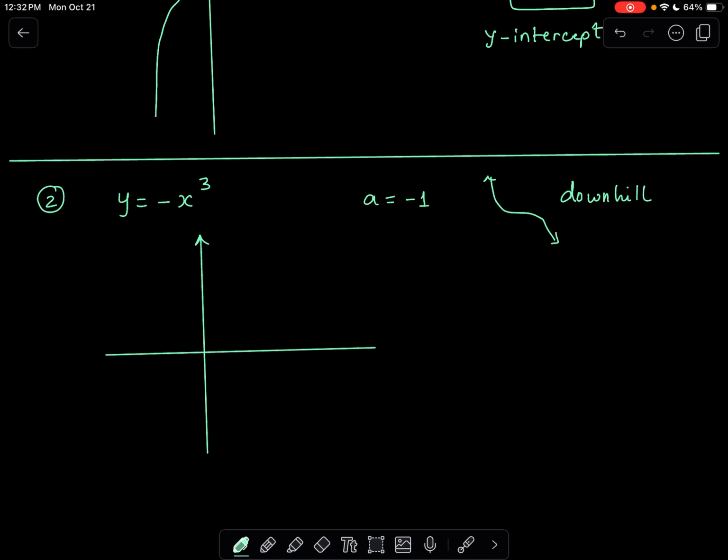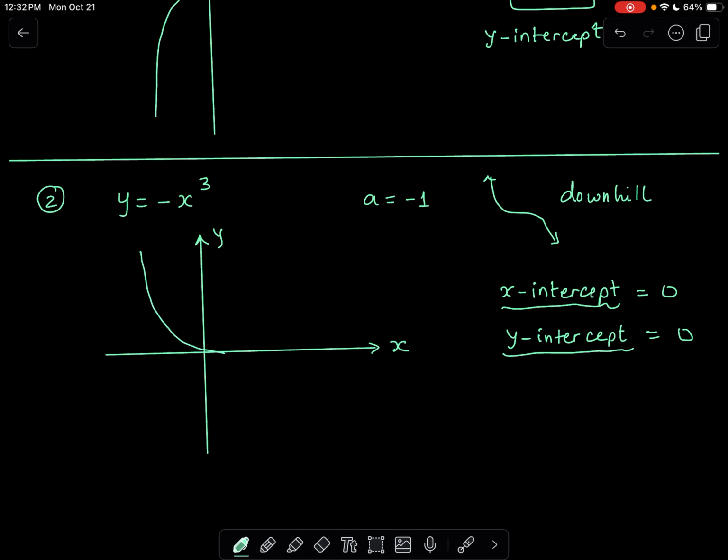Again, in this case, the x-intercept is 0, and the y-intercept is also 0, and it is going downhill. Not necessary to draw the arrows on the graph, but this is how it looks. Now, what happens if you had some more terms, okay?